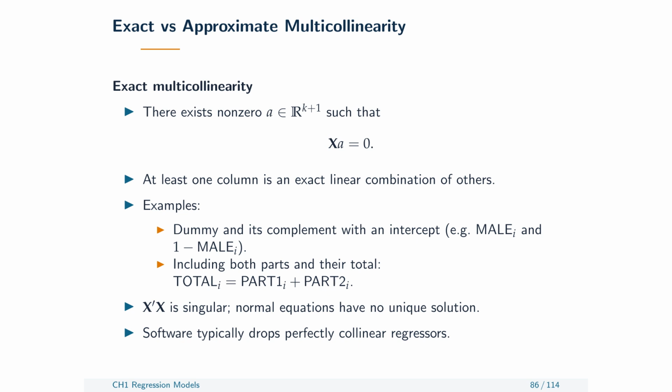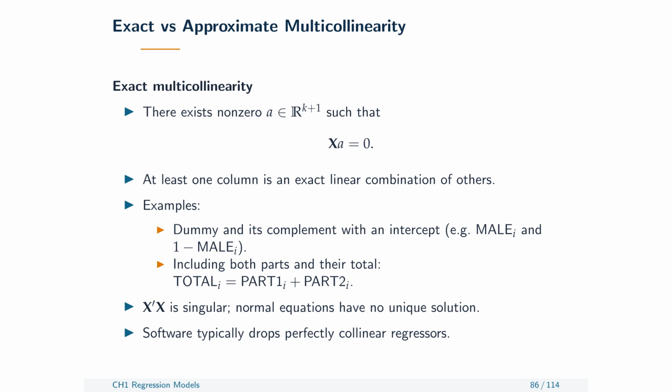Exact multicollinearity means that one regressor is an exact linear combination of others. Including an intercept, a male indicator, and its female complement is one example; including two components and their exact total is another. The regressor cross-product matrix is then singular, so the normal equations do not have a unique coefficient solution. The separate effects cannot be recovered from that parameterization.